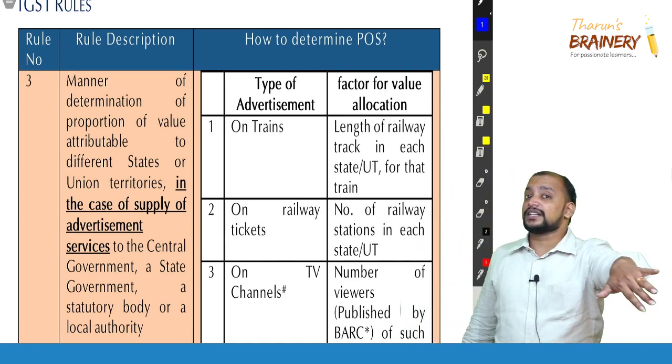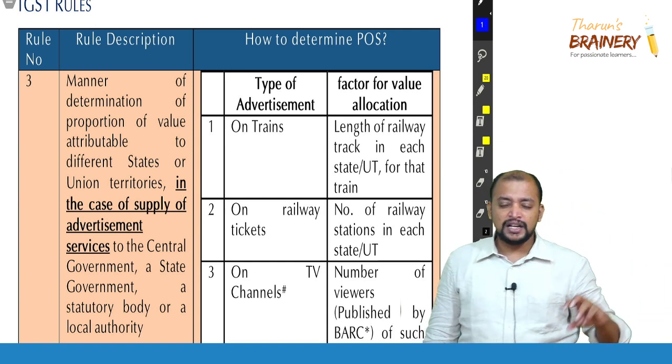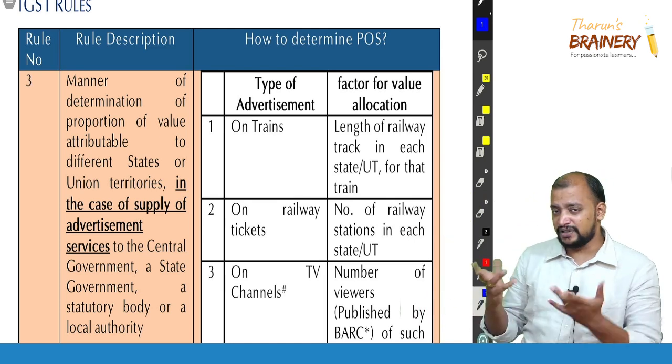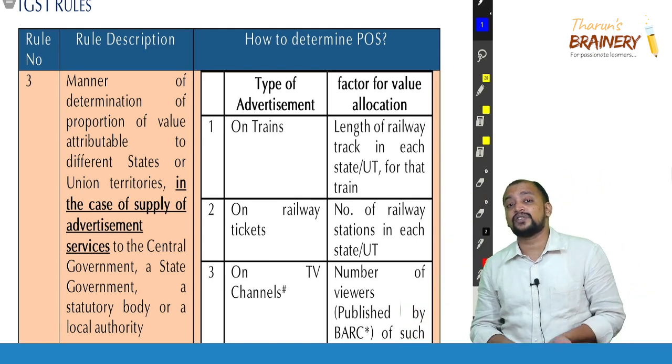What if it cannot be ascertained? See, if it is as per contract, if they say that this much is for this state, this much is for this state, like that I will take that. If that is not there in the contract, then what should I do?